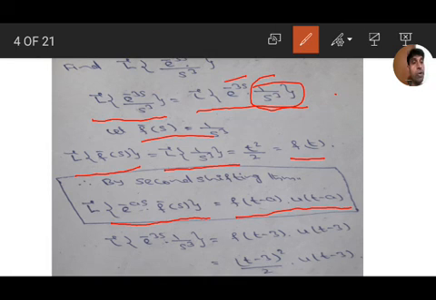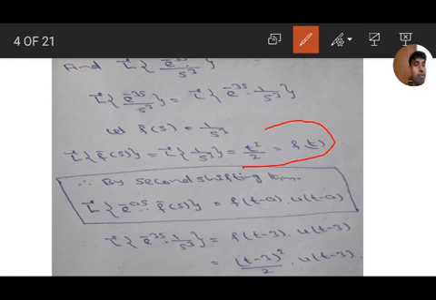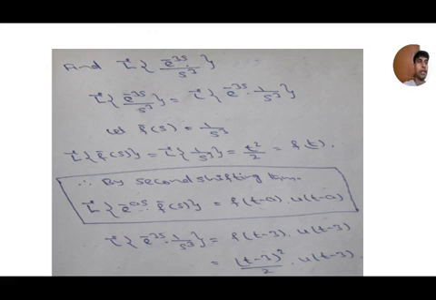Here a equal to 3, from e to the power of minus 3s. Therefore L inverse of e to the power of minus 3s into 1 by s cube equals f of t minus 3 into u of t minus 3. f of t minus 3 means in the f of t place we have to substitute t minus 3. Therefore (t minus 3) whole square by 2 into u of t minus 3. u of t minus 3 is the unit step function. Okay, write down the problem. Let us move to the next problem.